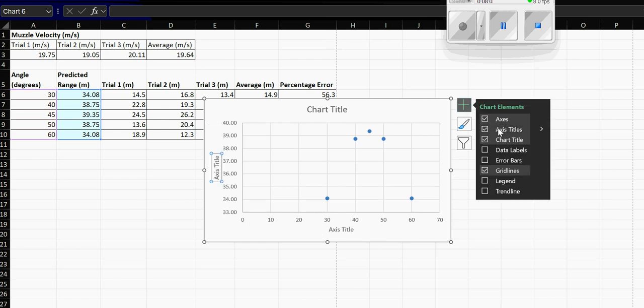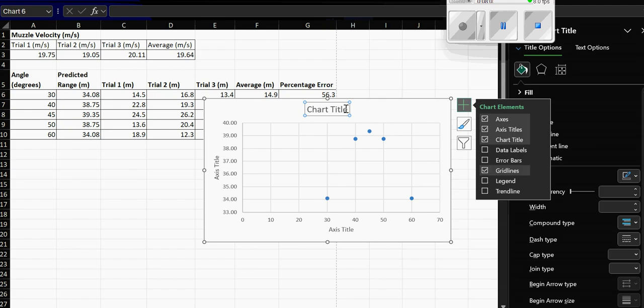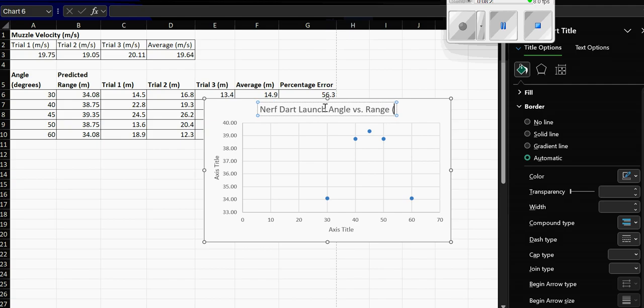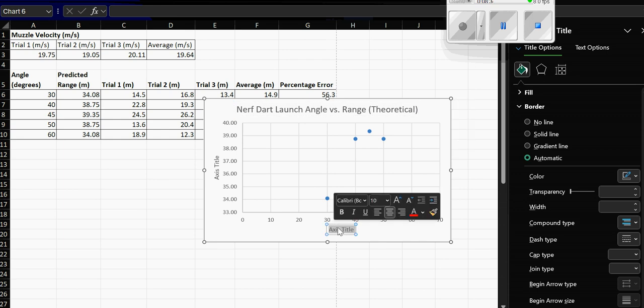I'm going to add some stuff to it, some axis titles. Why don't I title those first? The first chart, I'll actually go through all the titling, and then the second one you can kind of assume from there. So I can say Nerf dart launch angle versus range. And then I'm going to go, this is my theoretical. And now on the bottom here, I have my degrees. So I'm going to say launch angle, and my units are degrees above horizontal.